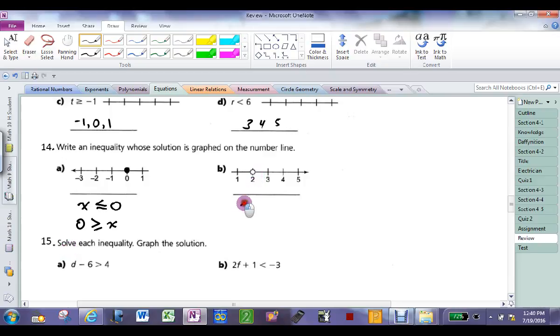This one, X is greater than 2, no equals, or 2 is less than X. Both of them are the same. I will accept either one. Okay?